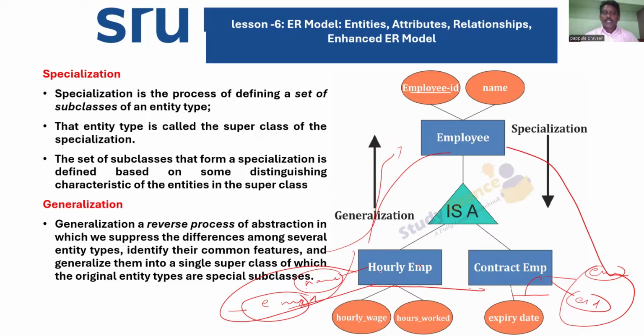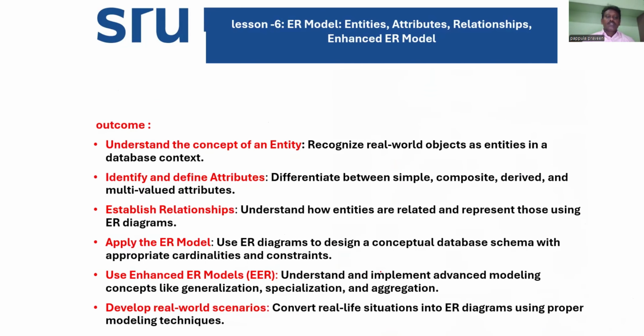You remember one point here. Specialization means we create subclasses based on the superclass, right? And generalization is the reverse of the specialization, that is, we create a superclass based on subclass features. So if you have the same features, we extract those features and we create a new class. This is the specialization and generalization.